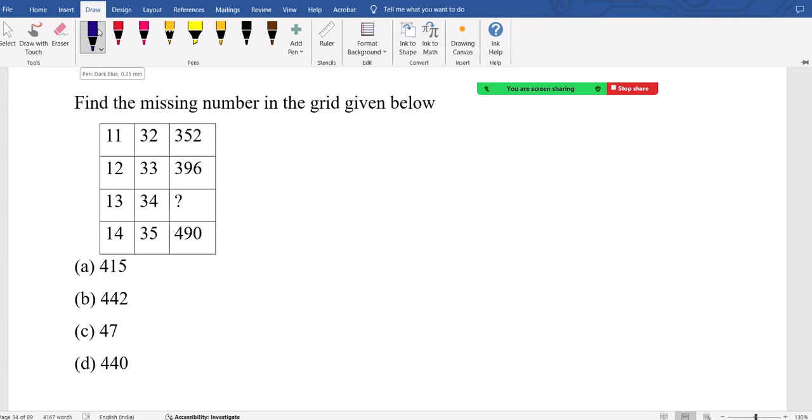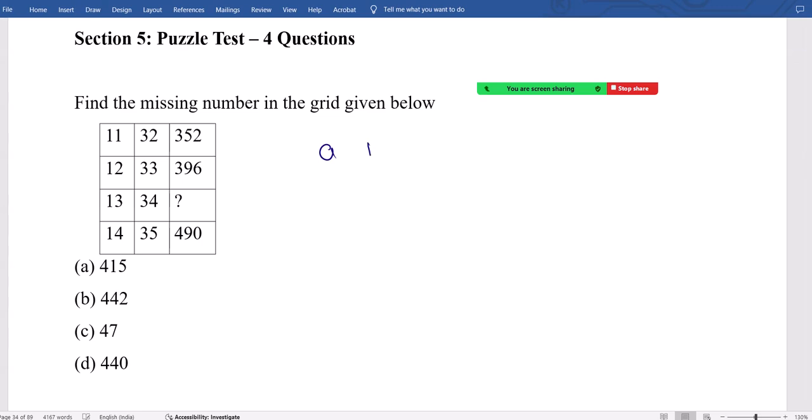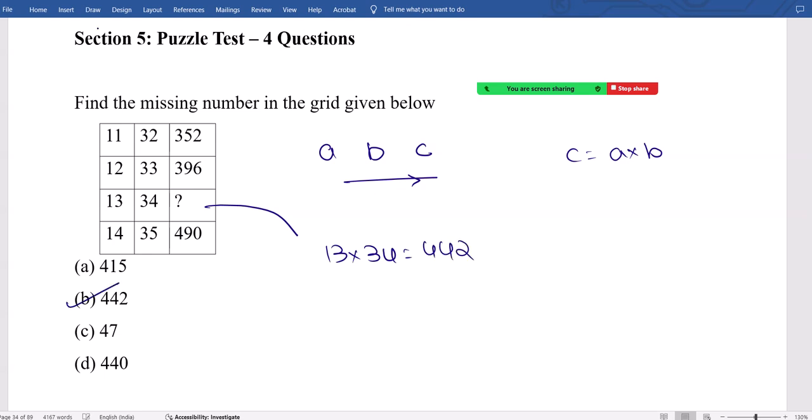Yeah, this question is very easy. ABC horizontally, C is nothing but A into B. Here 13 multiplied by 34, 390 plus 52, which is 442, option B. You can have a look, 14 into 35, which is 420 plus 70, 490. 11 into 32, which is 330 plus 22, 352, all those.